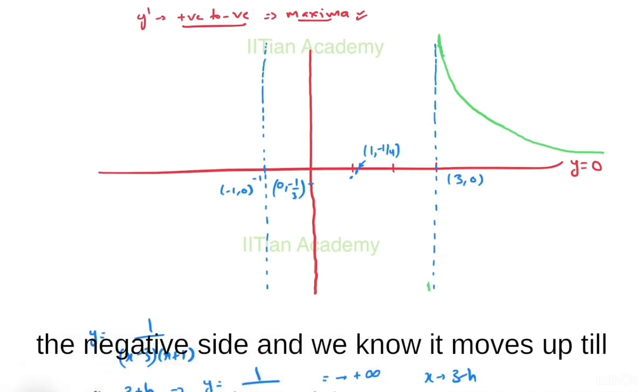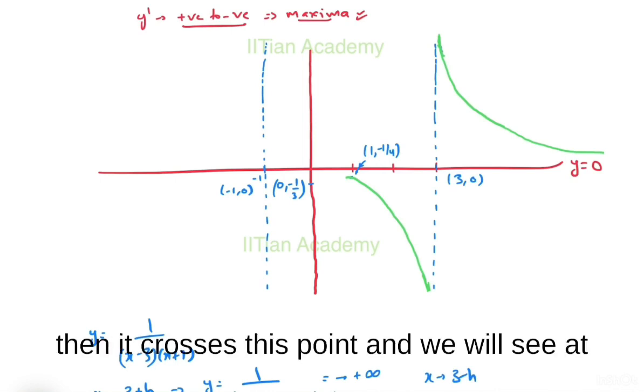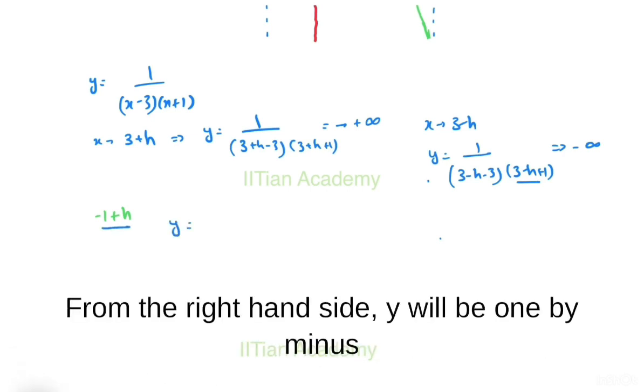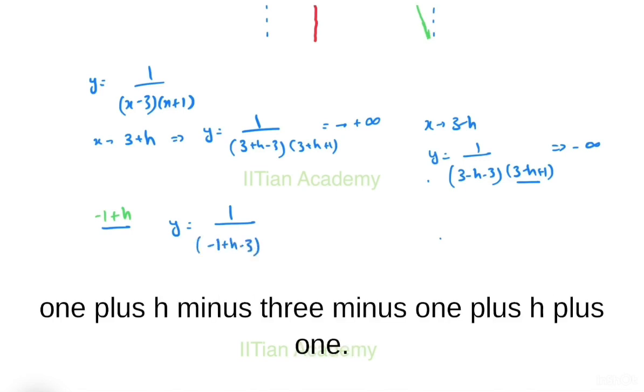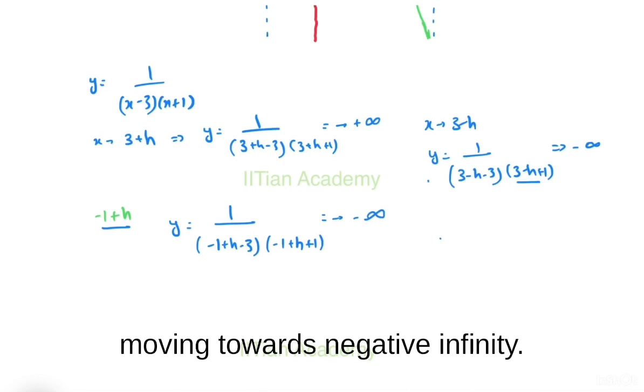And we know it moves up till it gets to this point, which is a maxima, and then it crosses this point, and we will see at minus 1 plus h, that approaching minus 1 from the right hand side, y will be 1 by (minus 1 plus h minus 3) divided by (minus 1 plus h plus 1). So this will be essentially moving towards negative infinity.